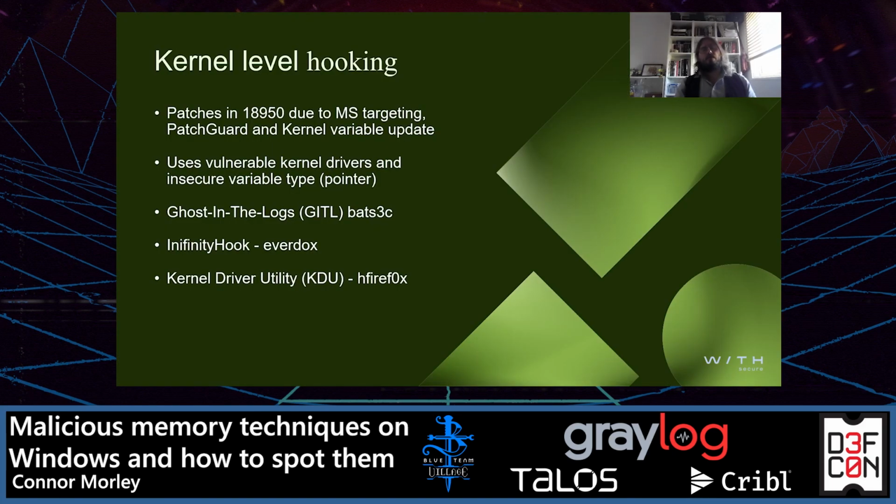Kernel hooking on legacy systems. So this is to do with systems pre-build 18950. Post 18950, Microsoft actually targeted this particular vulnerability by adapting PatchGuard and removing a particular kernel variable which was susceptible to manipulation. Now, in order to perform kernel level hooking, you need to use a vulnerable kernel driver or an insecure variable type, as we just mentioned.